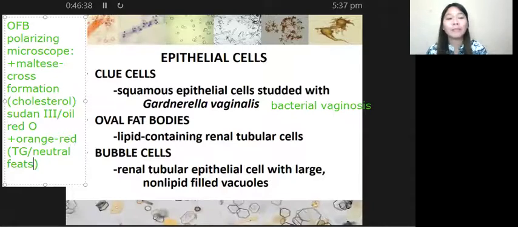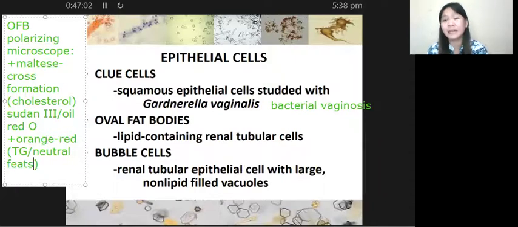Okay, so yan po. And then, we also have a type of renal tubular epithelial cell that contains non-lipid filled vacuoles. Okay? So pag sinabi mong bubble cells, renal tubular epithelial cell lang din yan. Walang transitional na bubble cell, walang squamous na bubble cell.